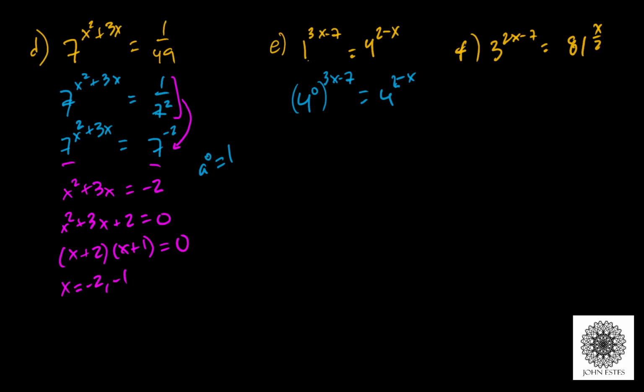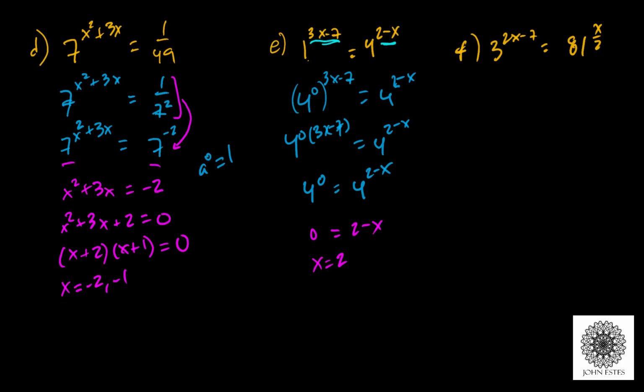And the 0 does something weird for us, because that means I have 0 times 3x minus 7 as an exponent equals 4 to the 2 minus x. And so I have 4 to the 0 equals 4 to the 2 minus x, which now, since I have a common base, I can drop to have 0 equals 2 minus x, or x equals 2. Okay, now if you think about it, let's look at this for a second. If I plug that 2 back in at the beginning, here I have 4 to the 0 power equals 1 to some power, but 1 to some power is going to be 1.